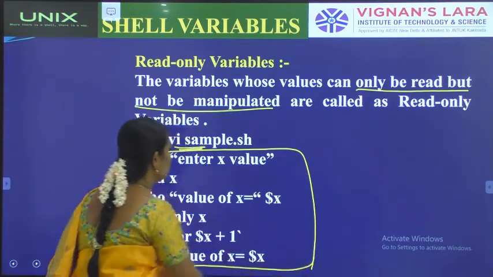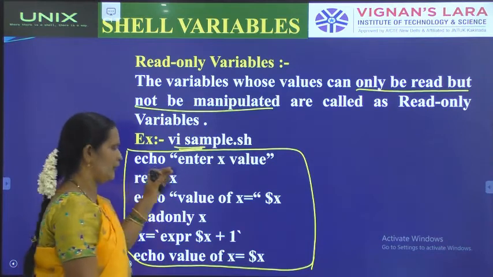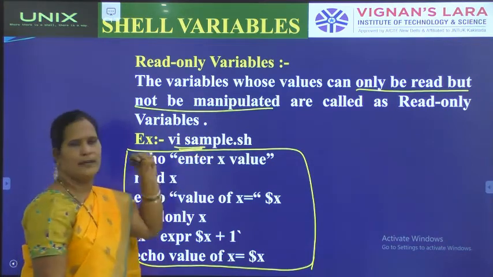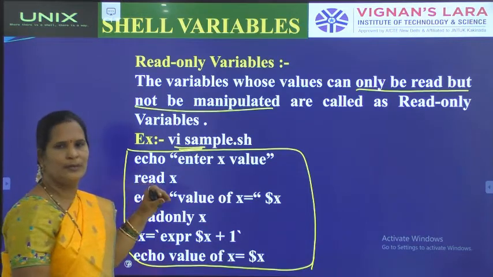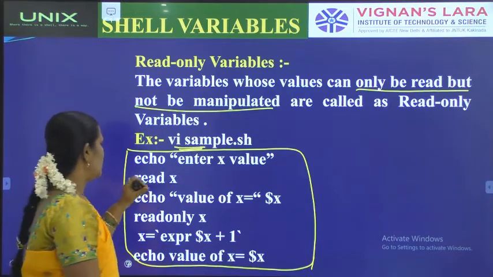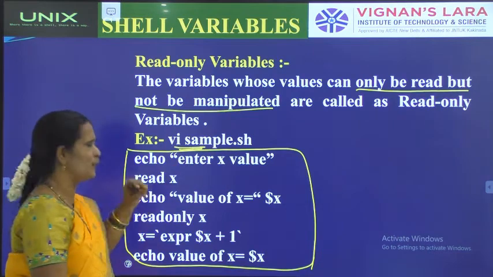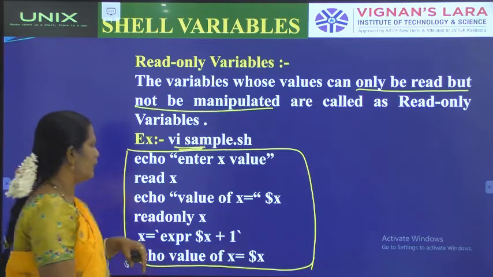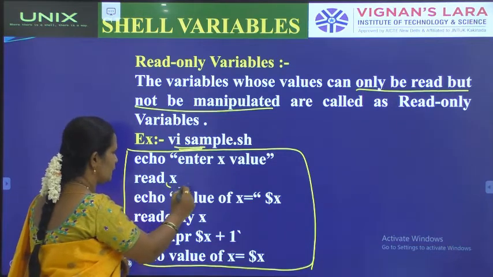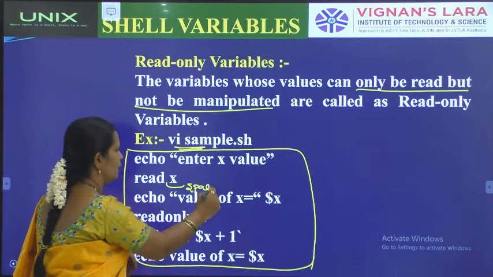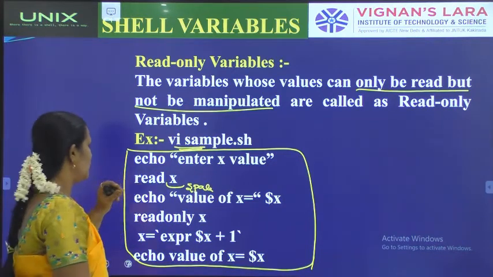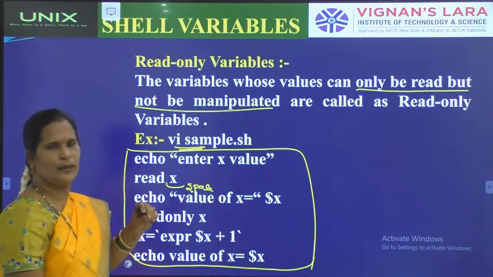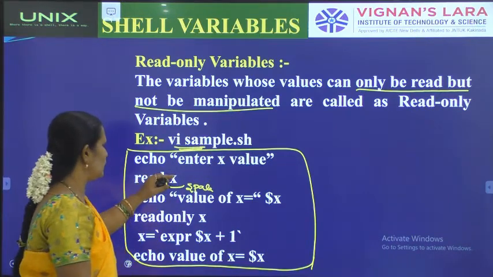Here I took one variable that is x. Echo "enter x value". At runtime, I am going to give the value to the x variable. In order to read the value of that x variable, the statement is read followed by the variable name. Read followed by variable name. Here, read x. Now I can view the value of that variable. At runtime, I will give the value to the x variable. That value will be stored in x.